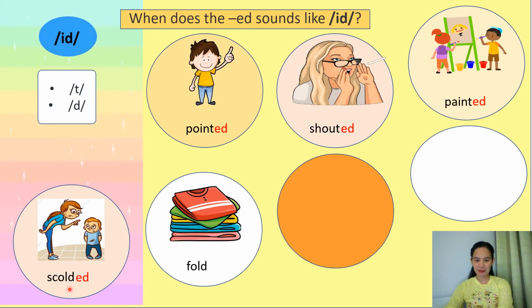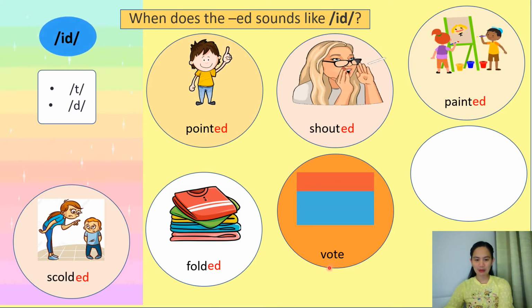Next word, we have the word fold. D is the last sound. Fold. Let's try to add an ed at the end. Folded. The ed sounds like id. Okay, again, because the simple form of the verb ends with d, the ed sounds like id. Folded.